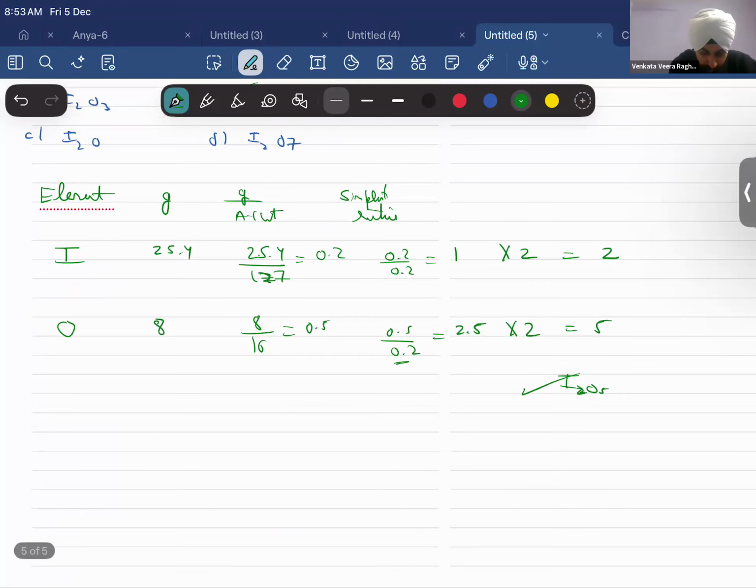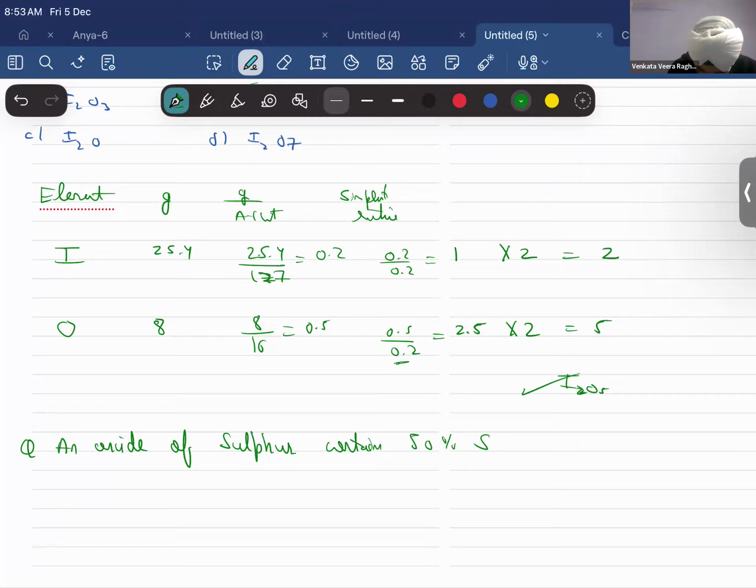Okay, one more last question regarding this topic. Something like this: an oxide of sulfur contains 50% of sulfur in it. Its empirical formula is.